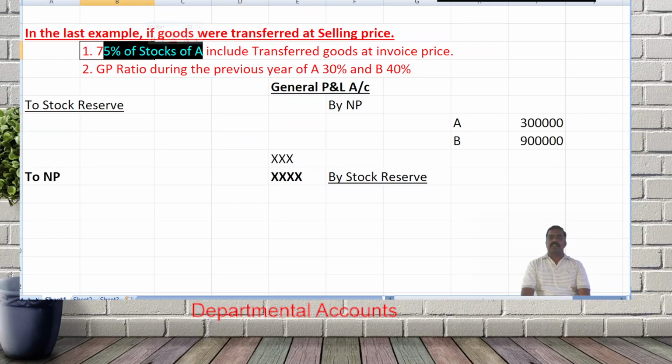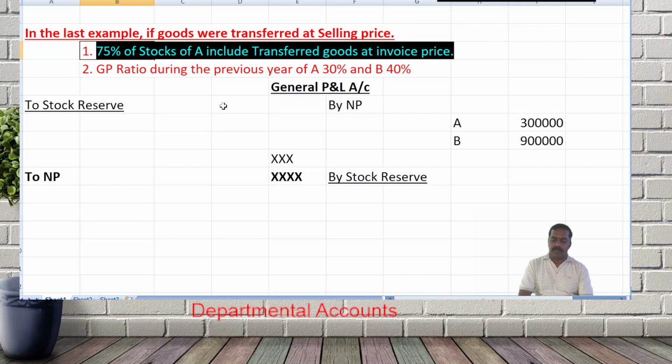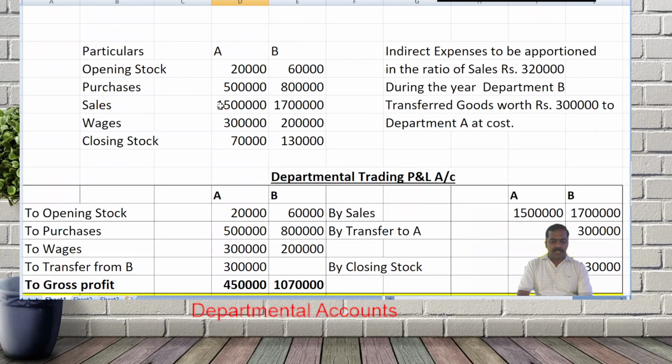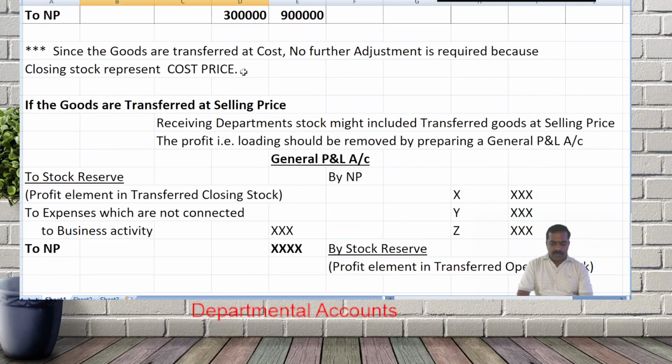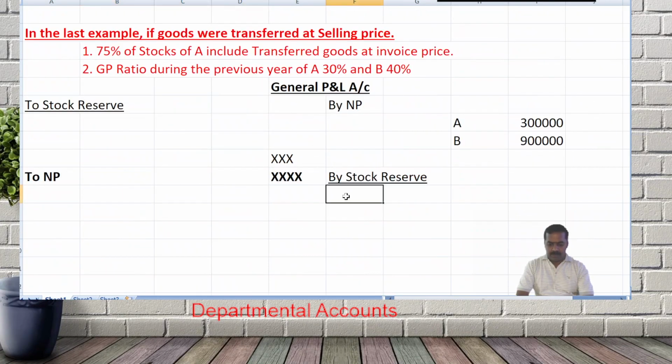75% of which stock? Who transferred goods? B. Who received it? So who will have the stock? A will have the stock. A's stock, how much percentage? 75% of stock includes goods transferred at what price? Invoice price. Check the problem. What is the opening stock of A? 20,000. So while making the stock reserve, the transferred opening stock, look at how much percent of 20,000.